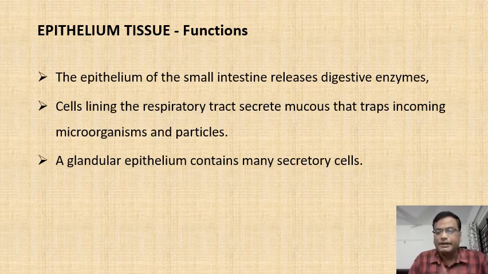So the respiratory tract has a mucous membrane, and mucus is secreted by the mucous membrane. It has many functions, like it moistens the air, and it mainly traps the dust and other microorganisms that enter into your respiratory tract. So a glandular epithelium contains many secretory cells. So these are some of the important functions of epithelial tissue.